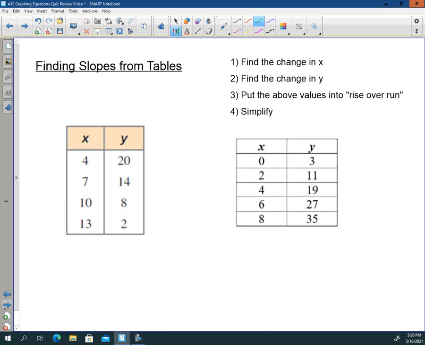Now, how do you find slopes from tables? Well, let's put the instructions there. First, you find the change in x, then you find the change in y, then you put the above values into rise over run, and then you simplify. That's all there is to it.